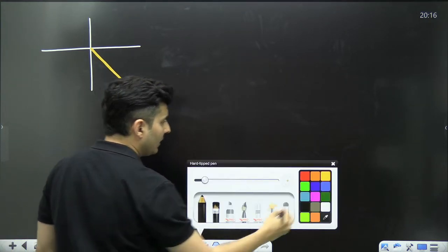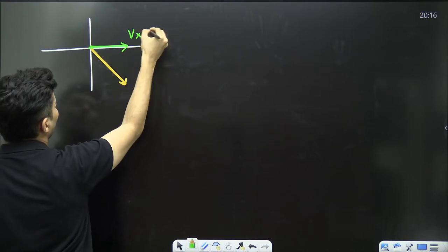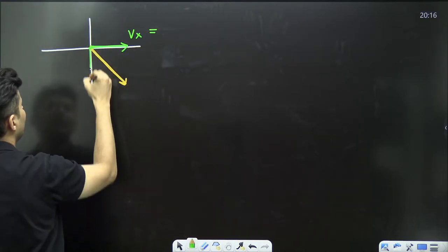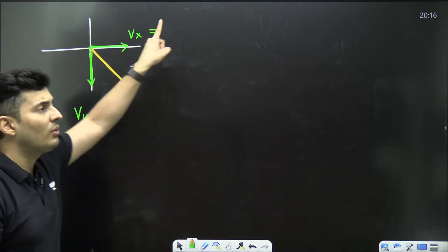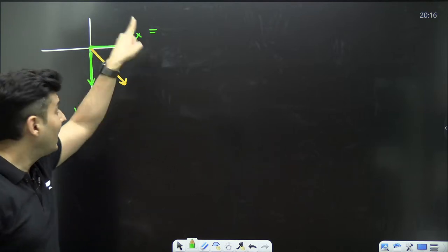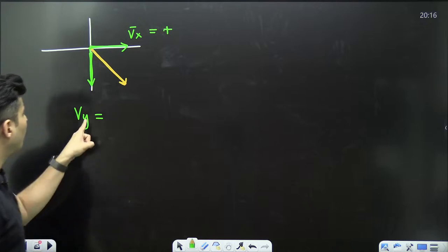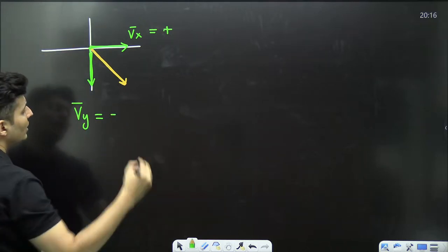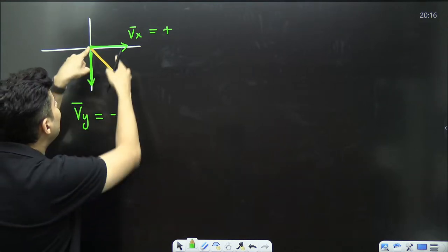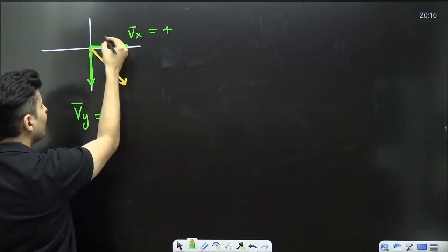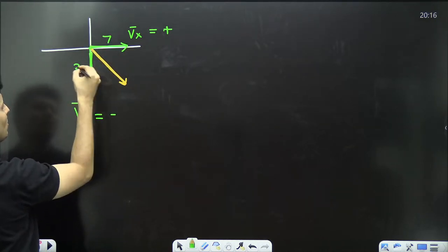Okay. And let's say this component, the x component is something. Let's say the y component is something. Do you think the x component will be positive or negative? X component is along positive x, so definitely positive. Y component along negative side, so minus. Is that clear? Okay. Let's say this length is given to be 7 units. This is given to be, let's say, 3 units.